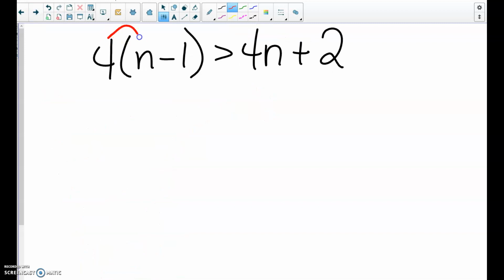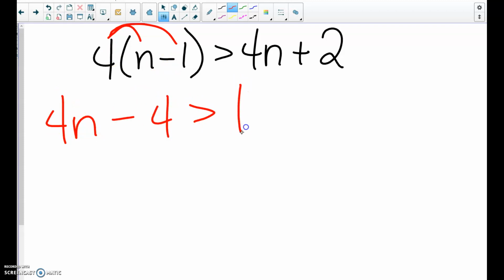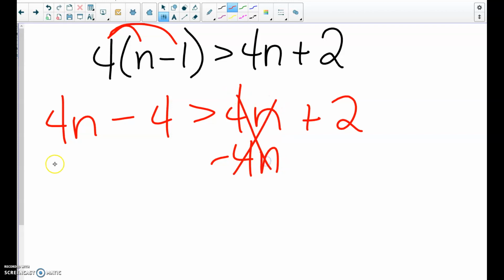Then the last one here, again, we have another distributing, so 4 times n is 4n. 4 times a negative 1 is a negative 4. And on the other side, it's greater than 4n plus 2. This is another reason why you always want to get your variables together first, because on a problem like this, it's a plus 4n, so I'm going to subtract 4n. I see that my variables end up canceling out. 4n minus 4n is 0. So I'm left with a statement like this.